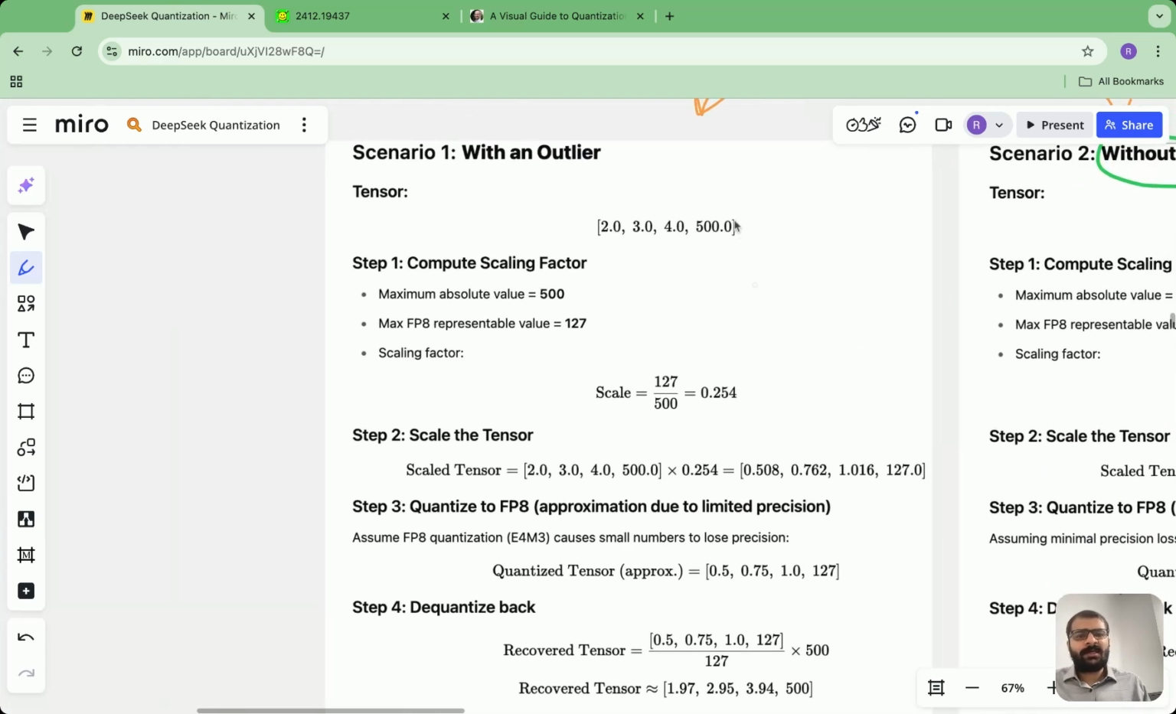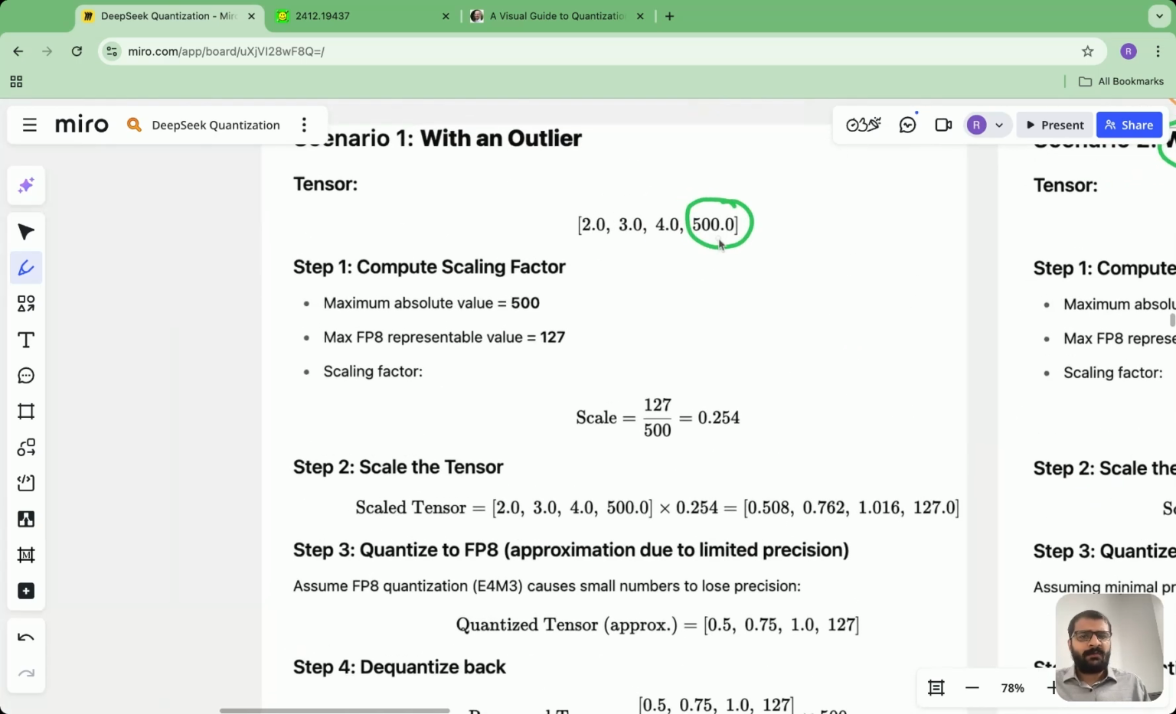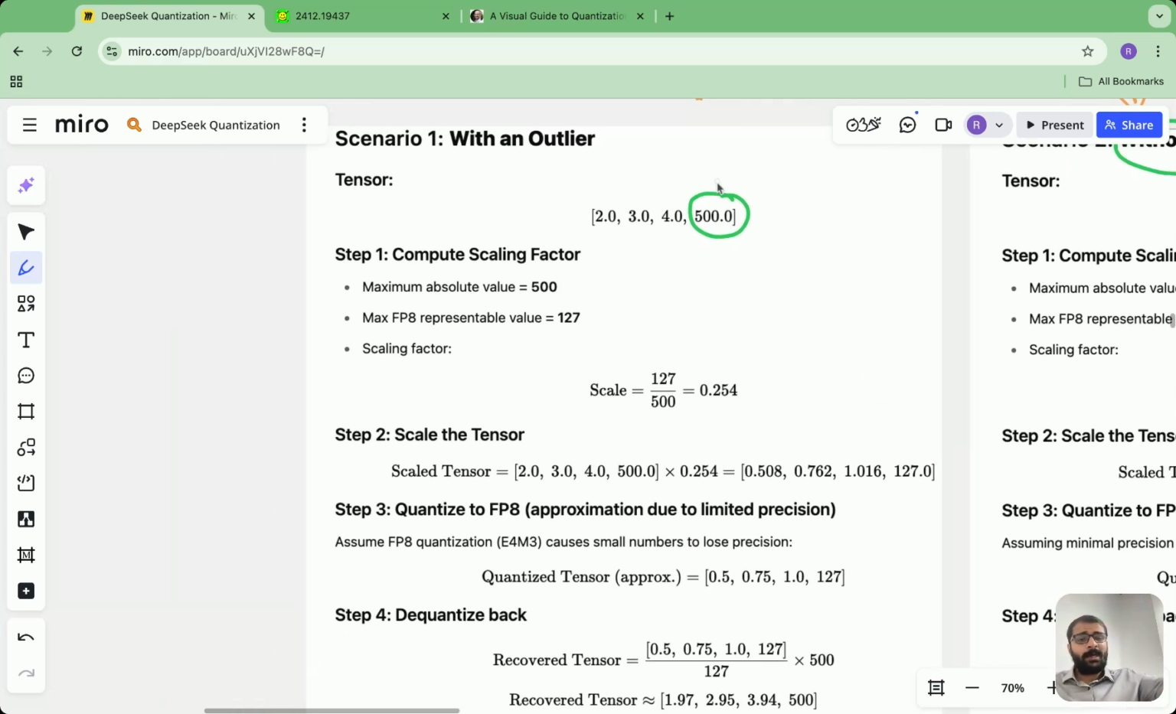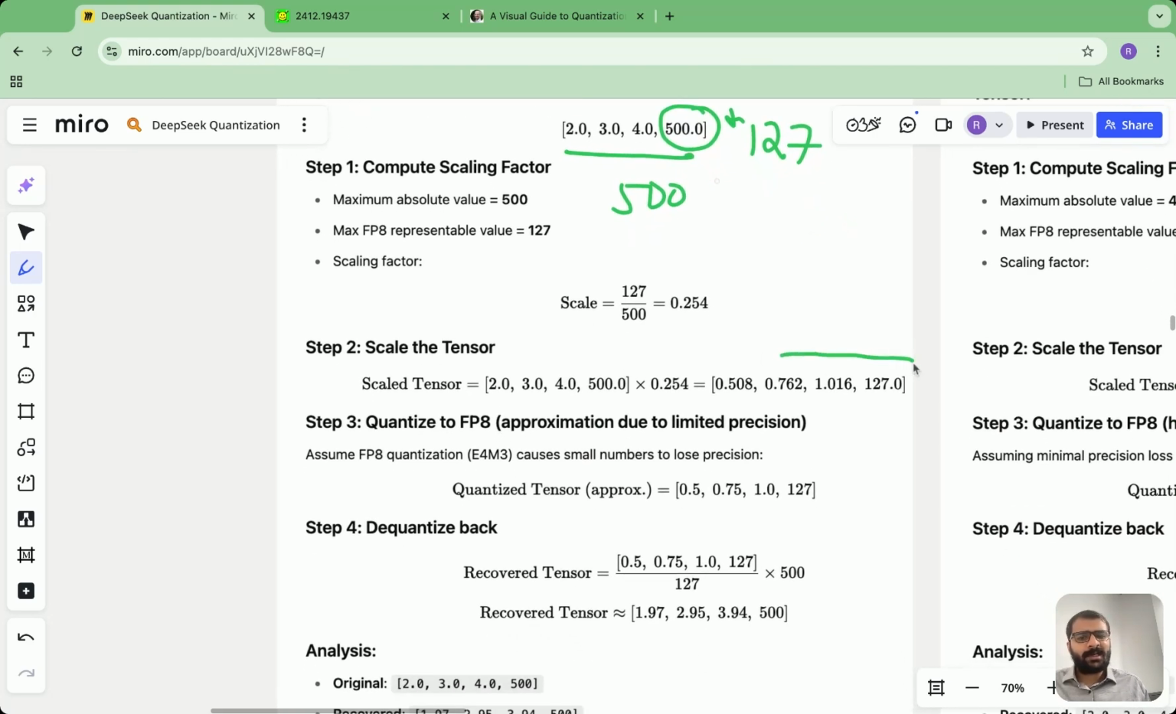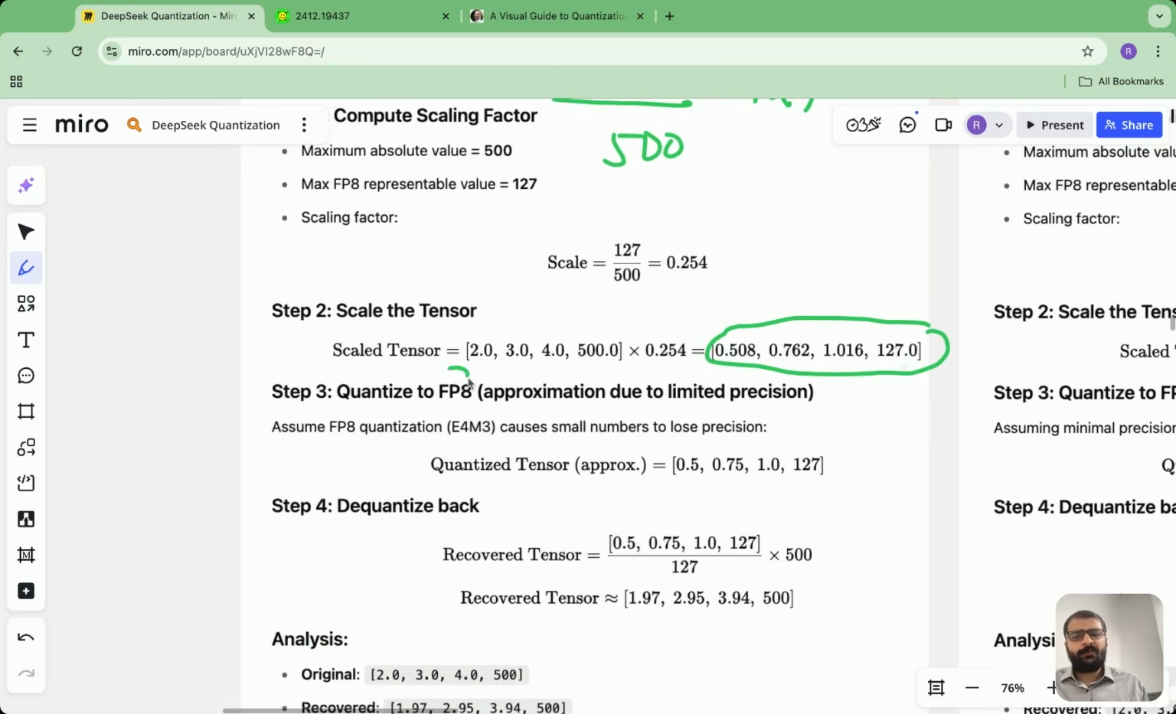But now consider the case when we have an outlier over here. If we have an outlier which is way larger than the other numbers, then what do we do? We divide these numbers by 500 and then we multiply with 127. So the scaled tensor now looks like this. But remember, we are quantizing to floating point 8, so there is limited precision. I cannot represent 0.508, 0.762, or 1.016 as a floating point 8.